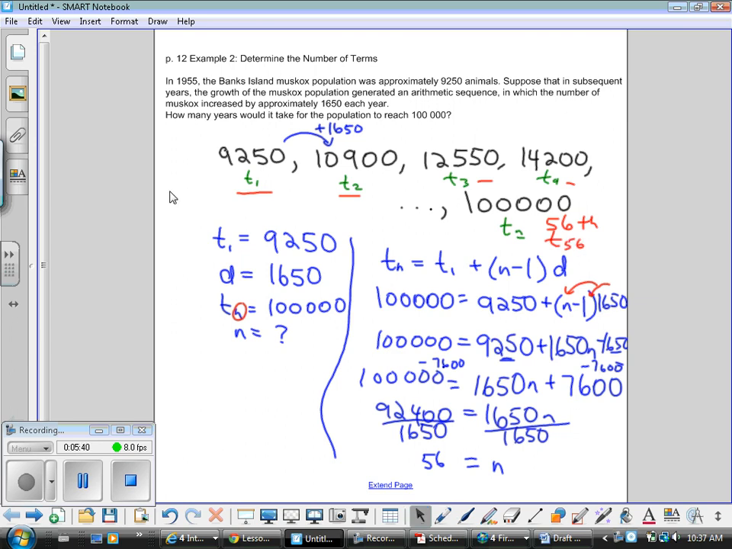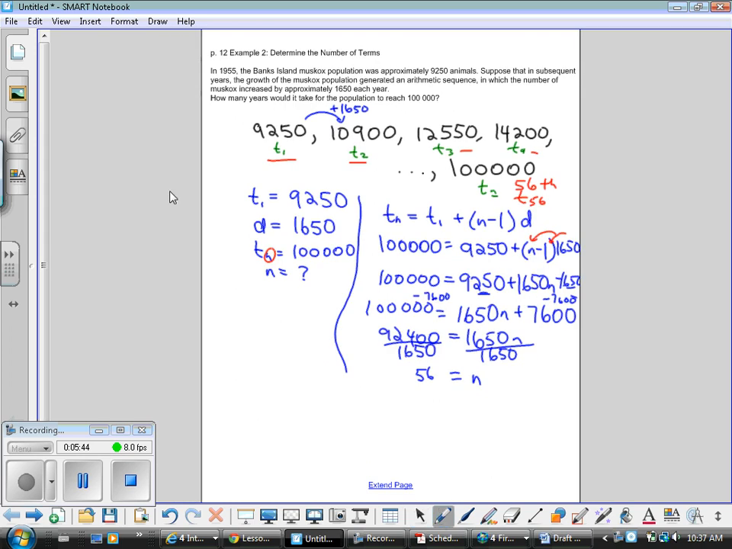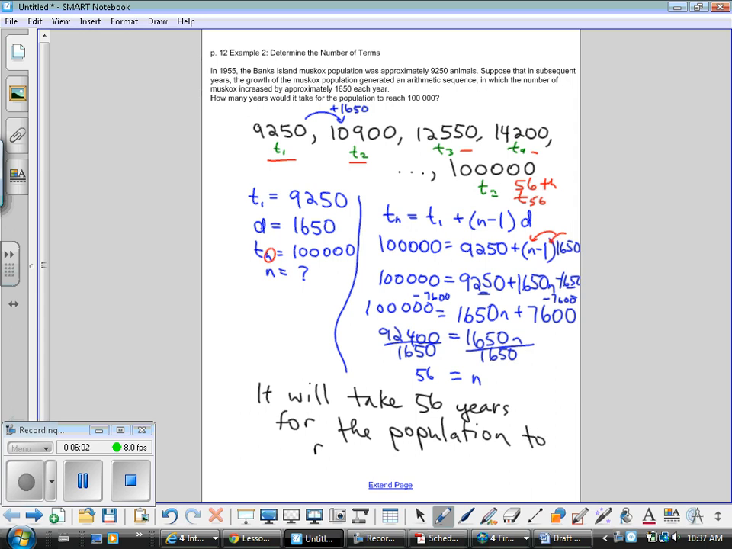So in order to demonstrate that we know what the question asked and what we figured out, we write it as a sentence. It will take 56 years for the population to reach 100,000 muskox. And that's it.